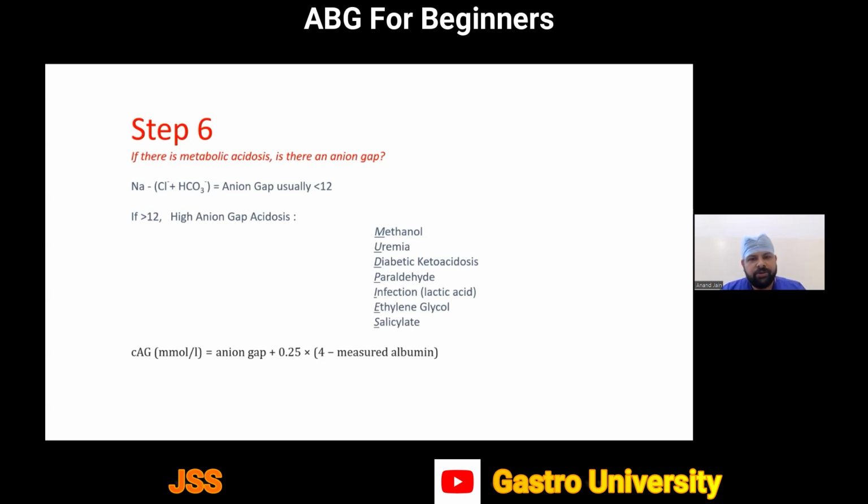And what could be the reasons for high anion gap metabolic acidosis? There is a mnemonic called MUDPILES. M stands for methanol, U stands for uremia, D stands for diabetic ketoacidosis, P stands for paraldehyde, I for infection or lactic acidosis, E is for ethylene glycol, and the last S is for salicylate.